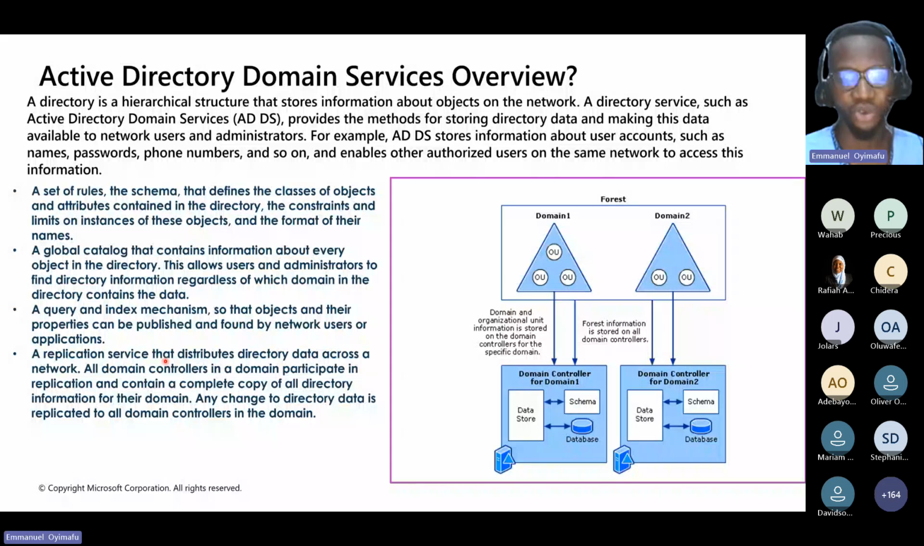Look at this picture here. This is a forest. So we are going to look at my own small forest today. Then inside the forest, we have different domains. So in this forest, from this picture, we have two domains, which are domain 1 and domain 2. Domain 1 has 3 OUs, while domain 2 has 2 OUs. Under it, we have the domain controller, which stores data, like we defined, then schema and all. So that's for the domain controller.